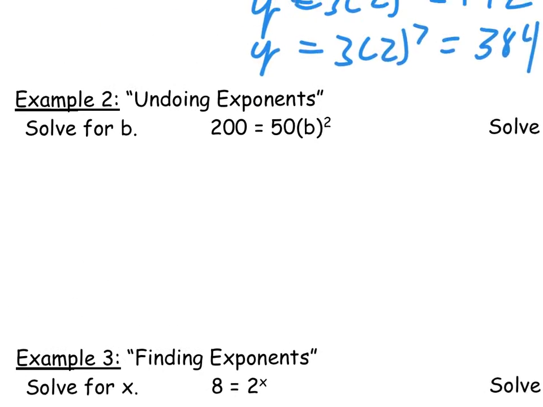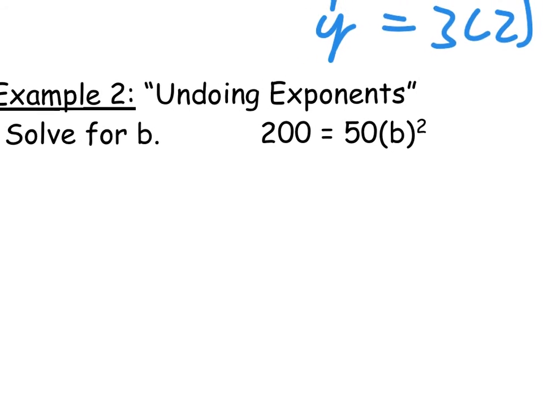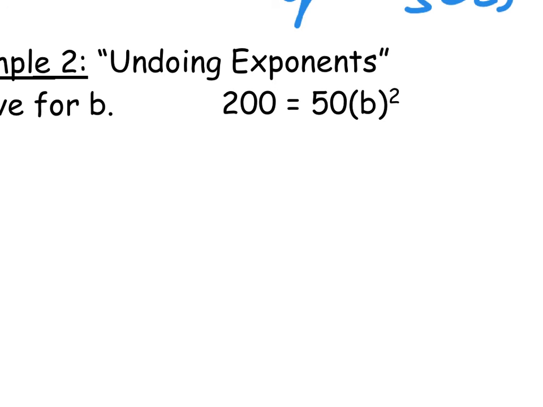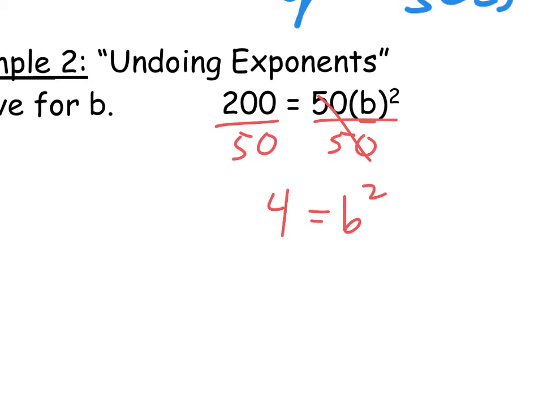Now we're going to get into solving them. It says, undoing exponents, solve for b, okay? I want to solve for b. Now, some people mess up with this a little bit. The first thing you got to do is get b by itself. B is squared here, so I got to get rid of that 50. So I'm going to divide both sides by 50. And I get b squared equals, well, 200 divided by 50. I can plug it in over here if you're not sure. 200 divided by 50, it should be 4. And there it is.